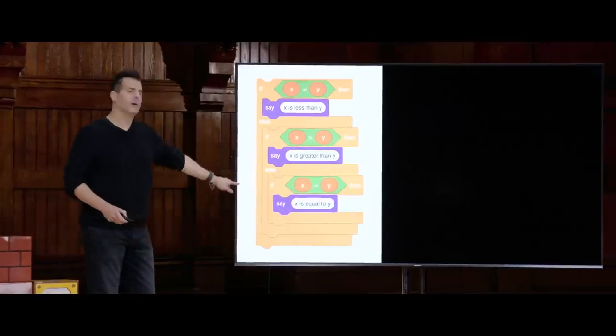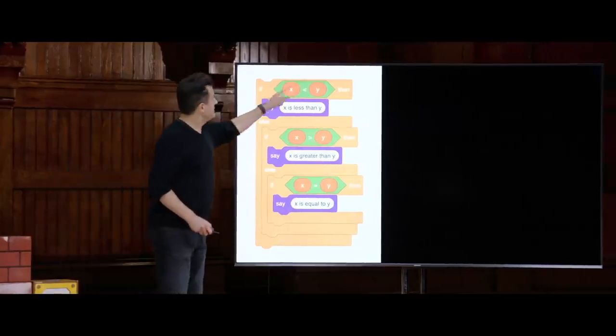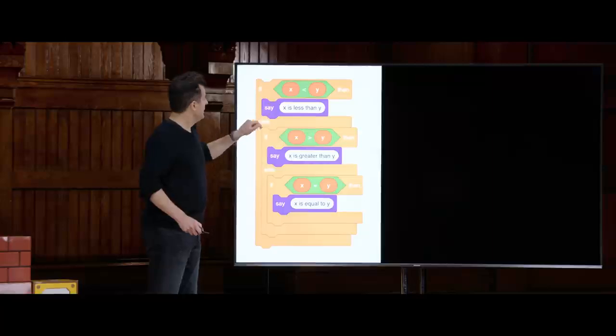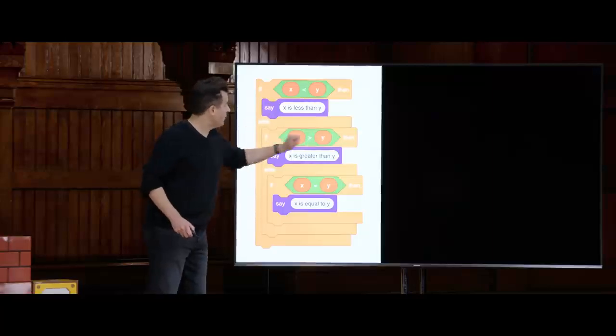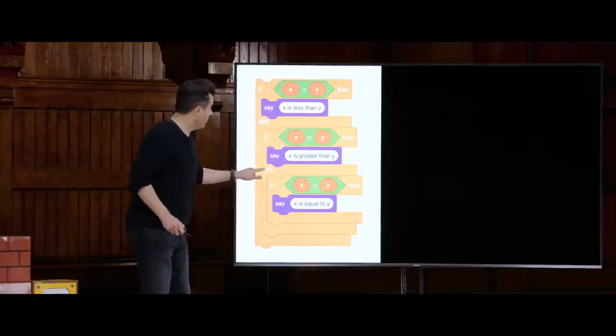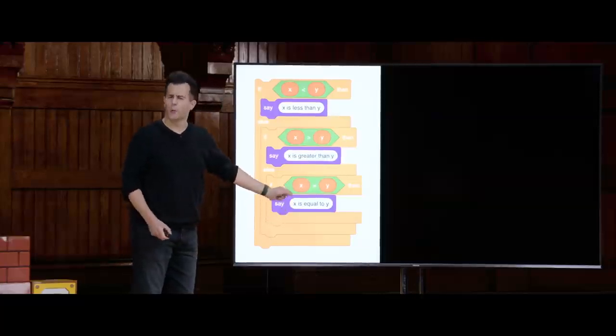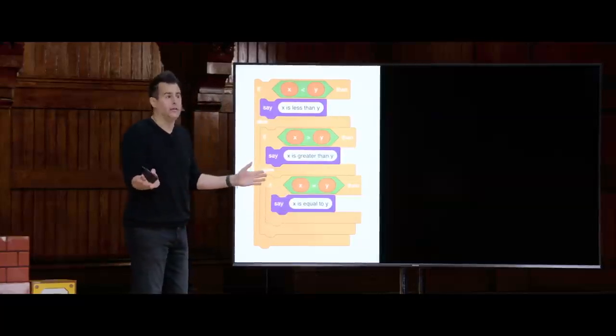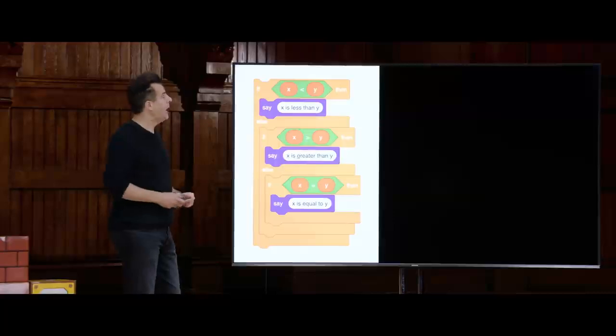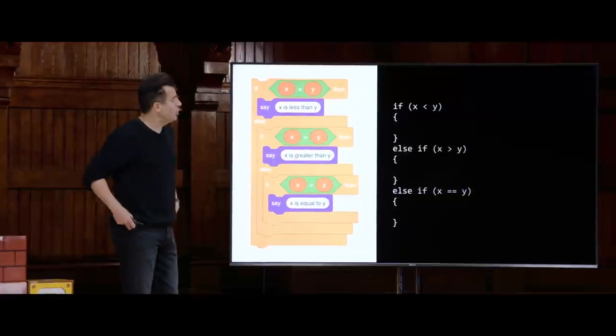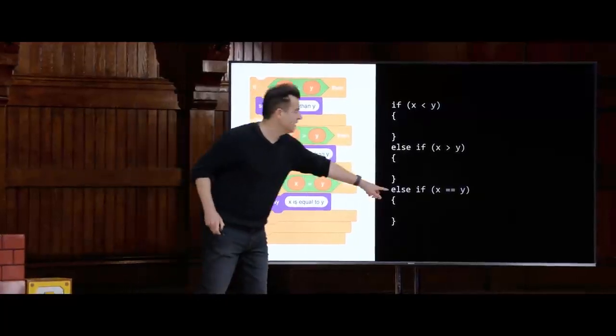Here's a three-way fork in the road in Scratch. If x is less than y, then say this. Else, if x is greater than y, say this. Else, if x equals y, then say this. So this is a little more precise because now we're handling equality, not just greater than or the opposite. In C, it's going to look similar to before, but we're adding this element here.